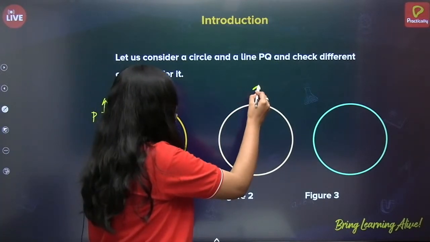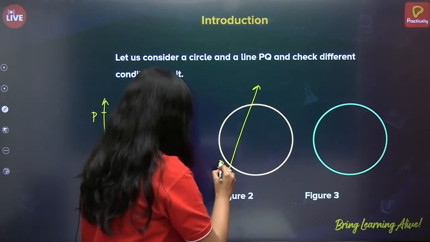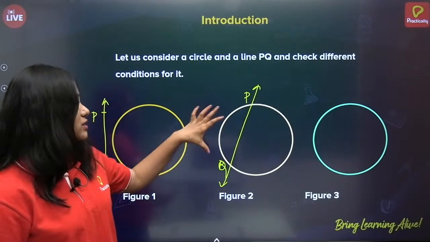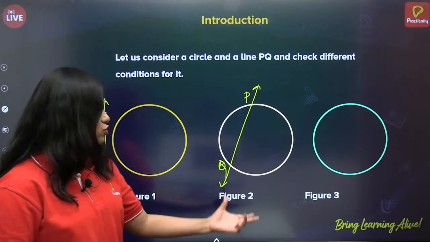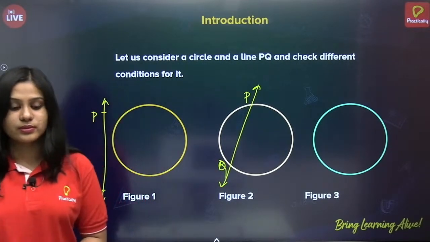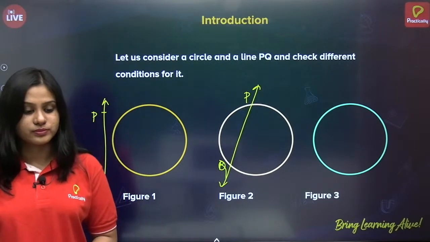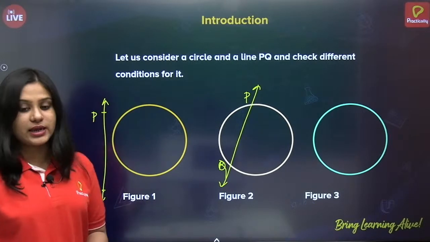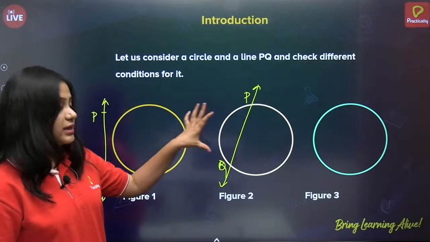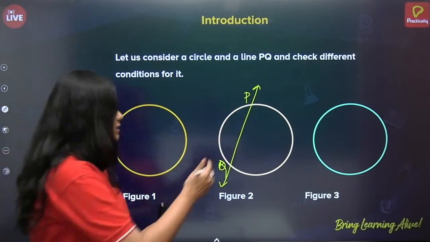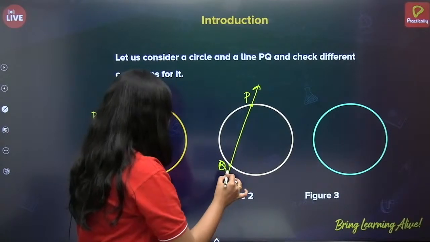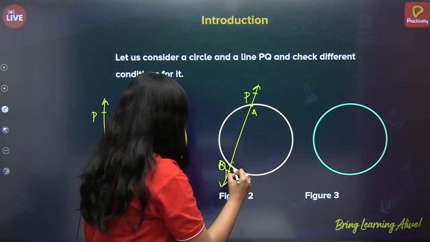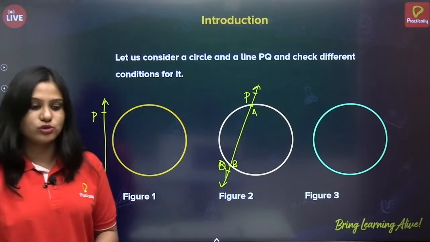Figure 2, let me just draw PQ like this. This will be Q, this will be P. Can you tell me in how many points the line is intersecting the circle in figure 2? It is intersecting at 2 points, right? So the line is intersecting the circle at 2 points, that is at point P and at point Q. This is line PQ. Let us just say AB, okay? So the line PQ intersects at 2 points.